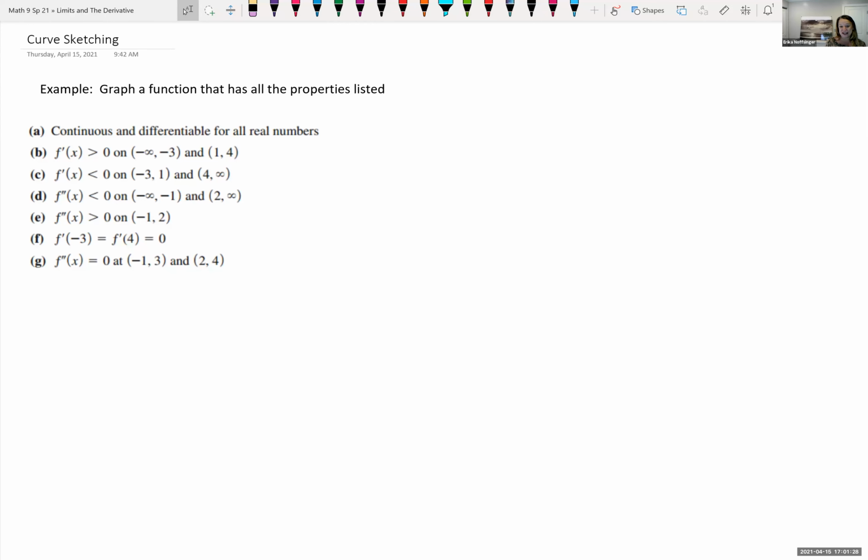So we're going to look at curve sketching today. We've been looking at finding where a function is increasing, decreasing, local max, local mins, and we just looked at finding inflection points and concavity intervals where our graph was concave up and concave down. And so let's first look at an example where we're actually given the information, we don't have to go find it, and put a graph together that has all the following properties.